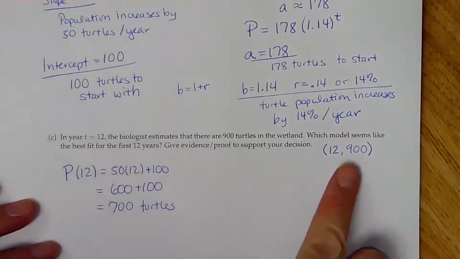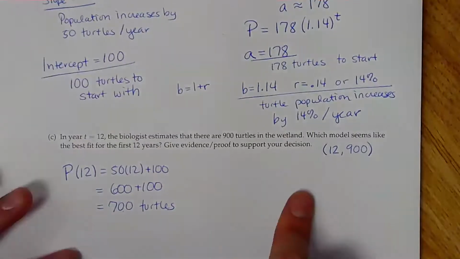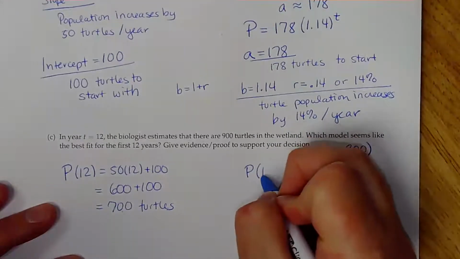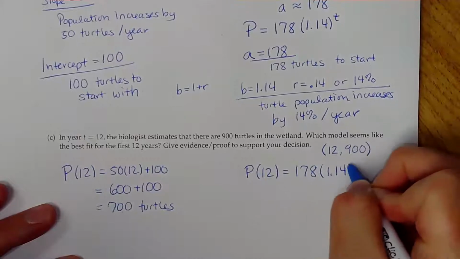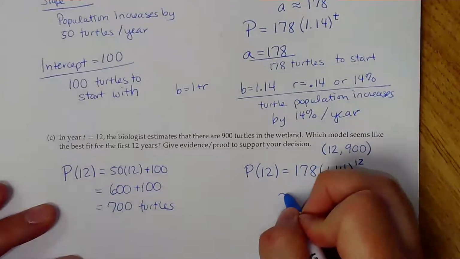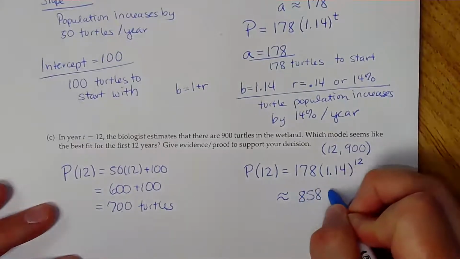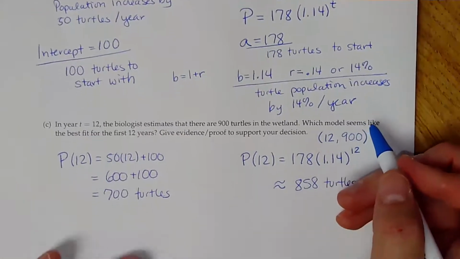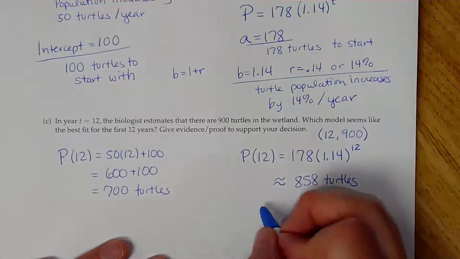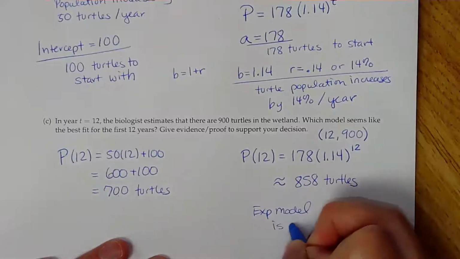So not great, but not bad either. I mean, 700 isn't too far away from 900. Let's see how the exponential model fits. So P of 12 is 178 times 1.14 to the 12th power. If we punch that in our trusty calculator, we get about 858 turtles, which is a whole lot closer to this 900. So for these first 12 years, I would say that the exponential model is a better fit.